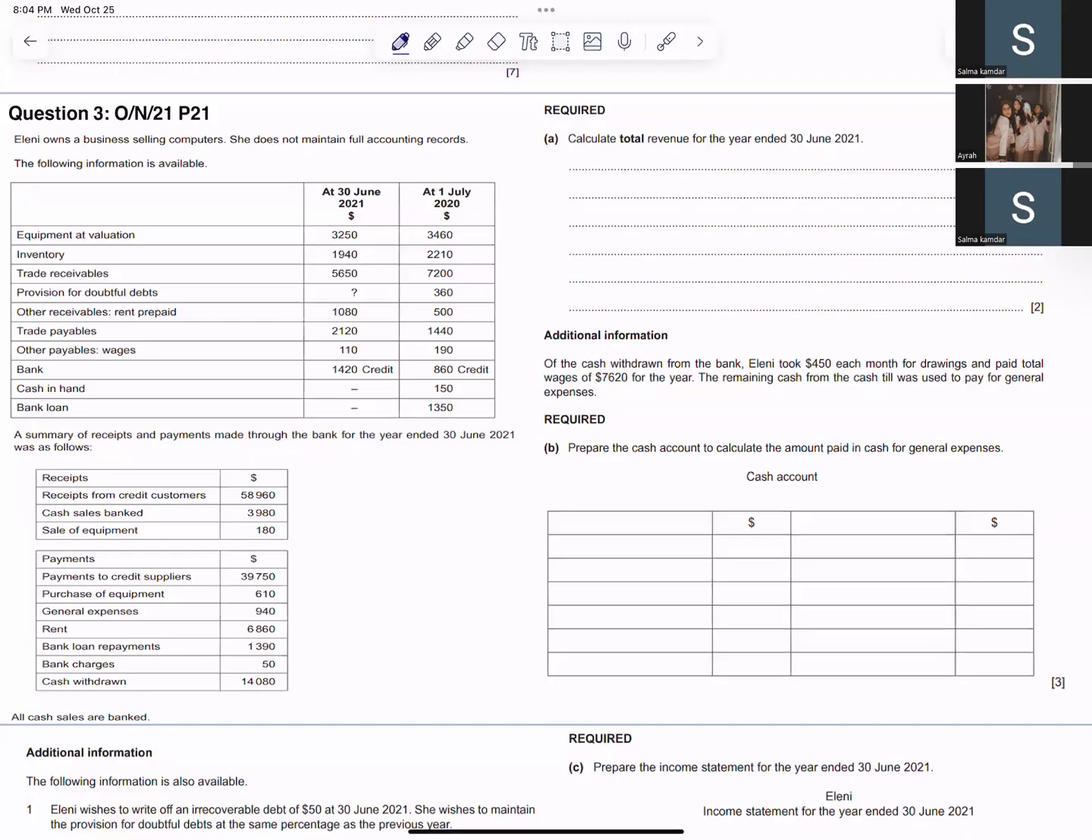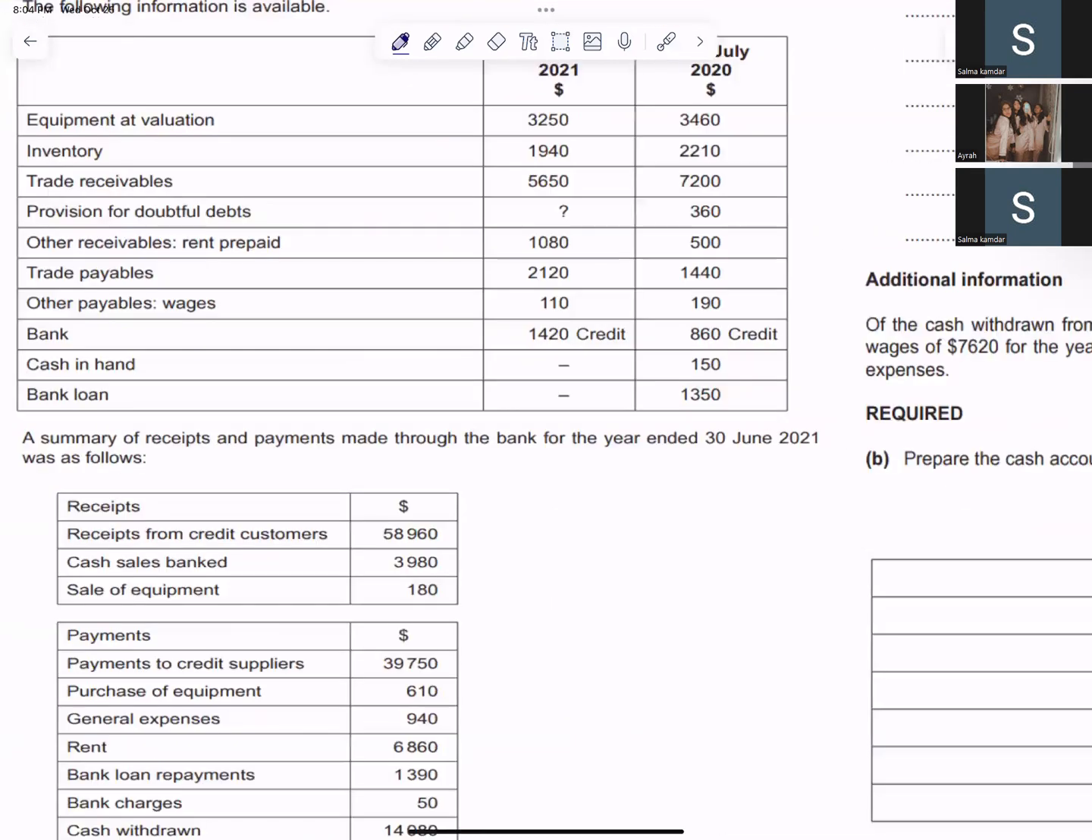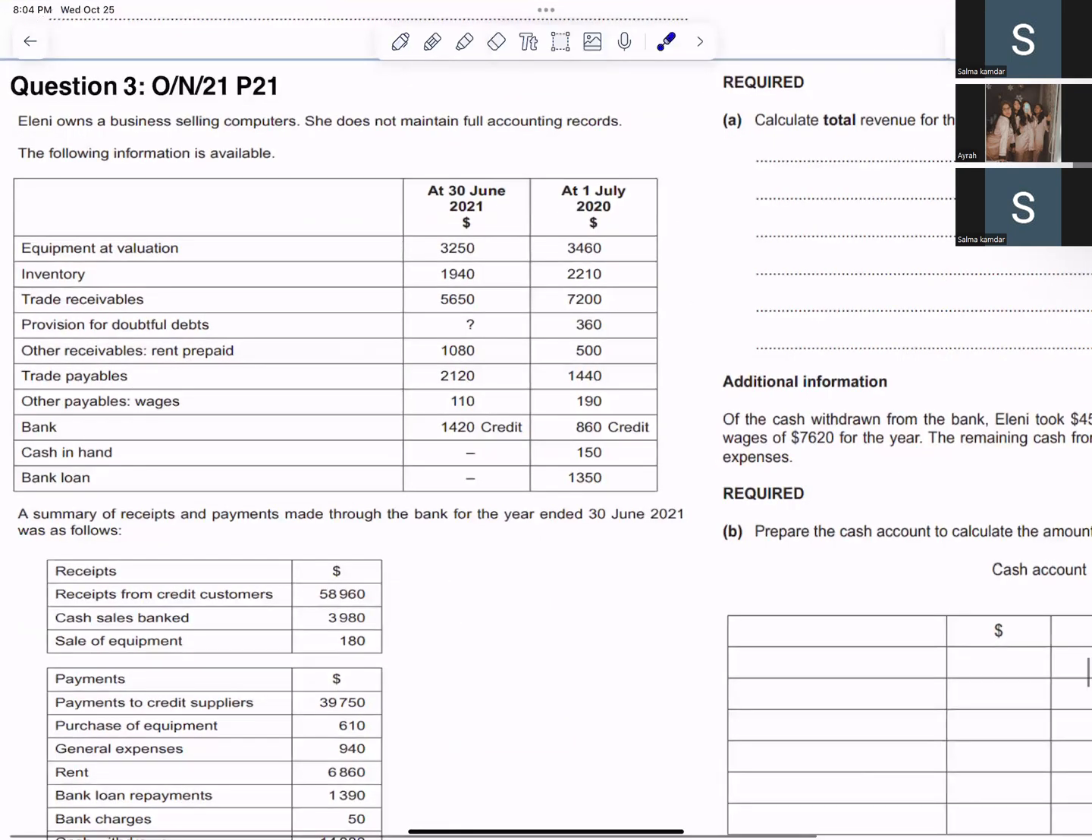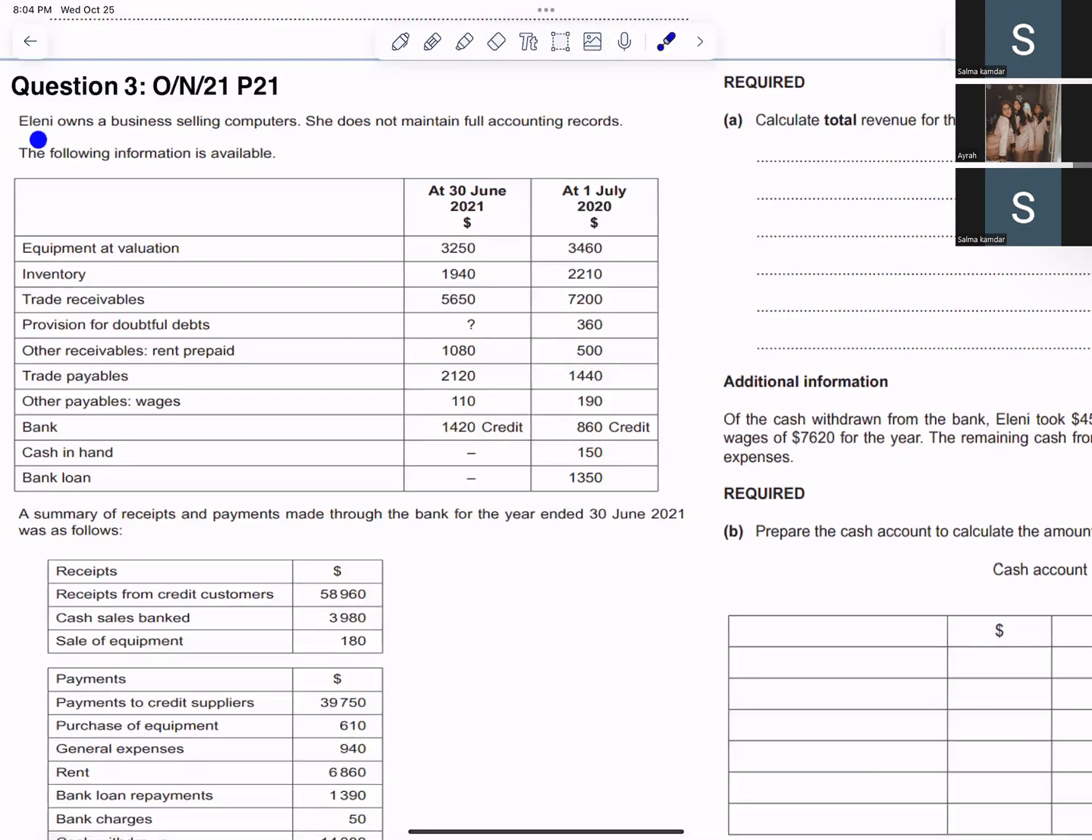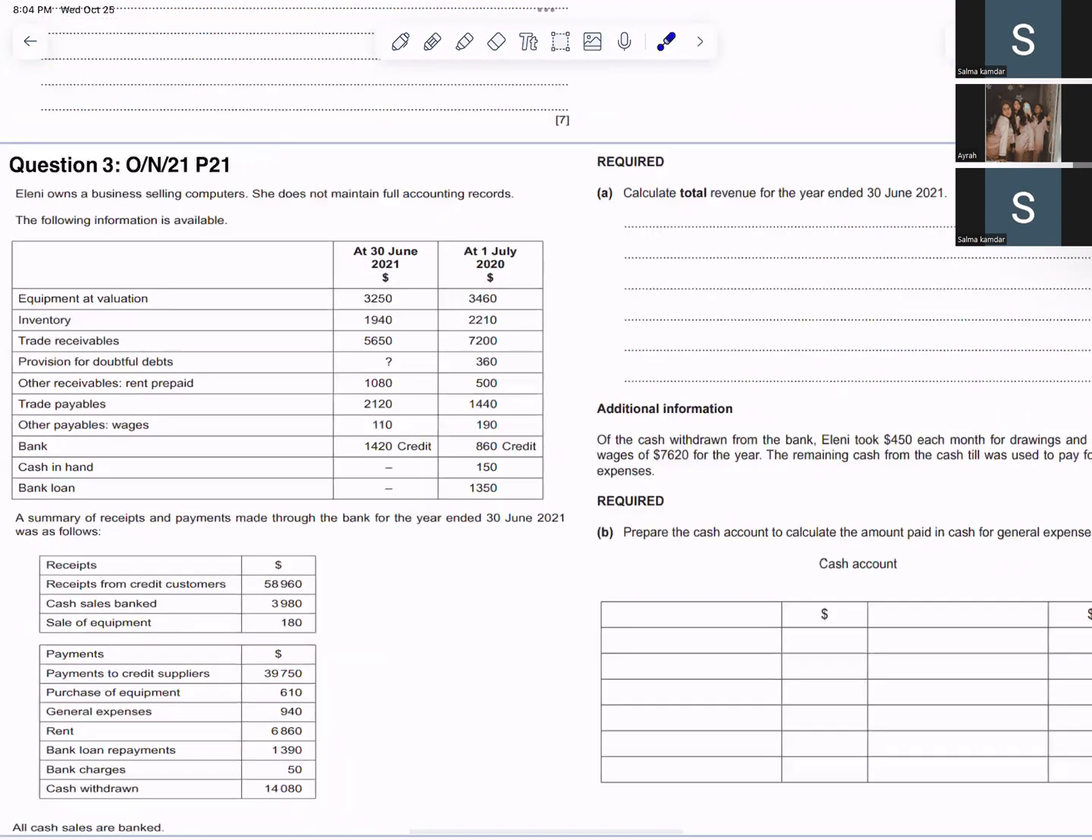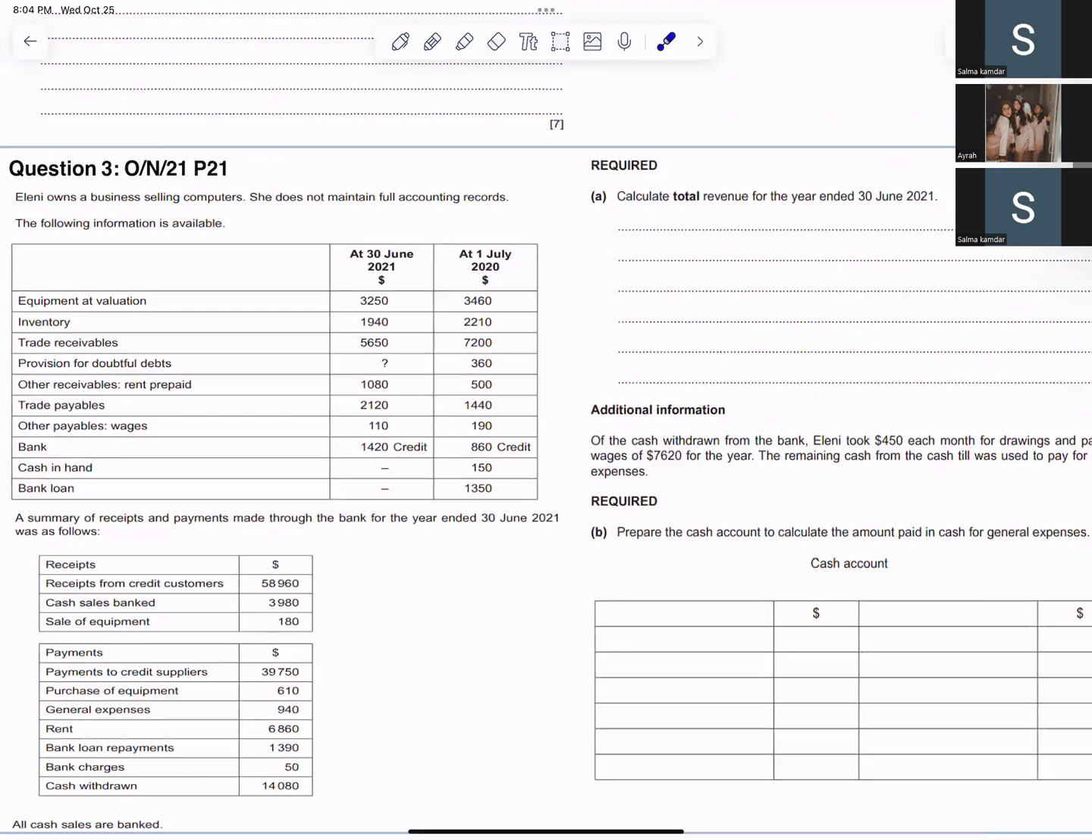It's October-November 2021, paper 21. Incomplete records. Read the question. Before reading the question, we will always see what we have to find out. So what do we have to find out?